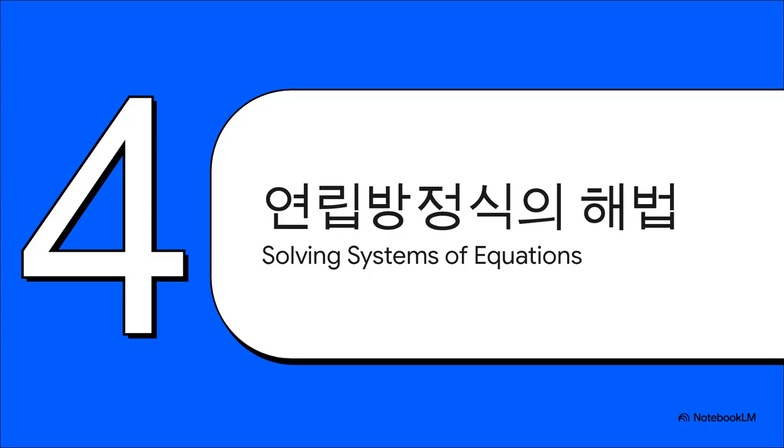So, we're getting pretty good at handling one relationship at a time. But what happens when a problem has more than one condition and they all have to be true at the same time? We need a single answer that solves 2 different equations. That's when we need what's called a system of equations.